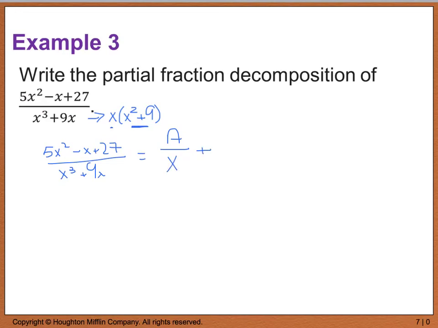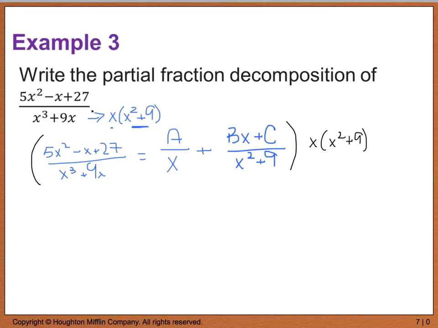And now, because I have a quadratic factor here, I am going to have to write bx plus c in the numerator, because that indicates that I have a quadratic in the denominator. So then I have x squared plus 9. So now my process is still the same as what it has been all along. I'm going to multiply the whole thing by the common denominator, which is x times x squared plus 9.